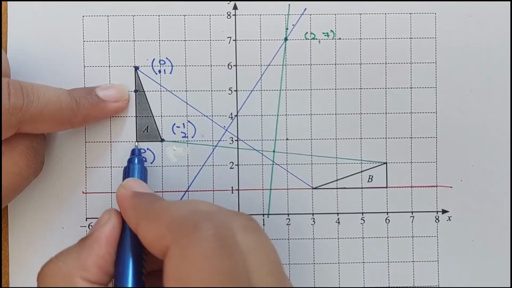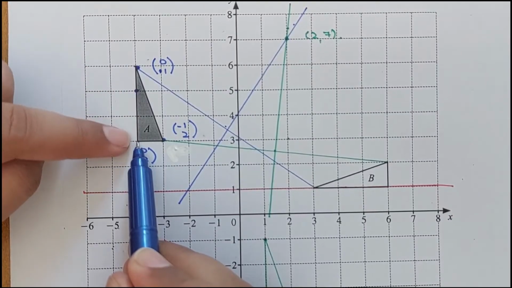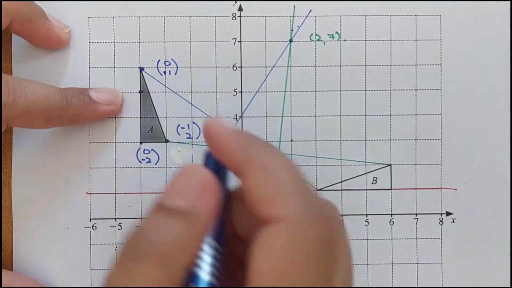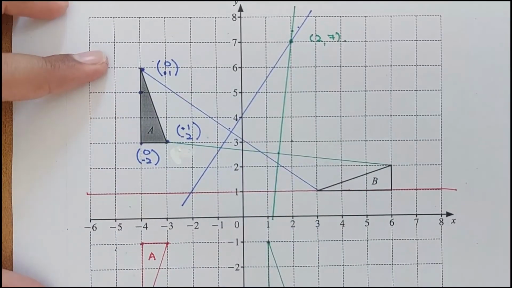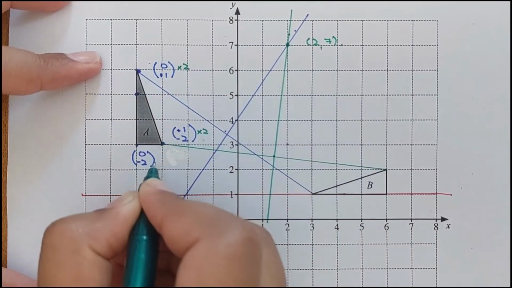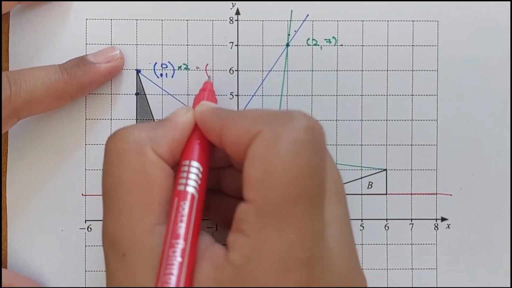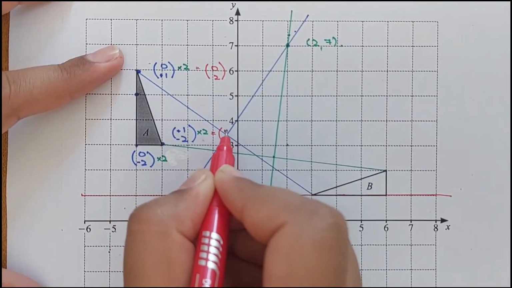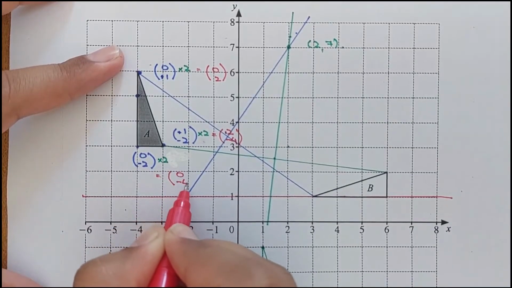And for this point, we have to find the distance from the center. So it is 2 units down, so (0, -2). And from this center, we have to move 1 unit to the right and 2 units down, so (1, -2). And then times by the scale factor, which is 2. We have to times by 2, times by 2 and times by 2. We will get the new coordinates. So this would be (0, 2), this is (2, -4), and this would be (0, -4).